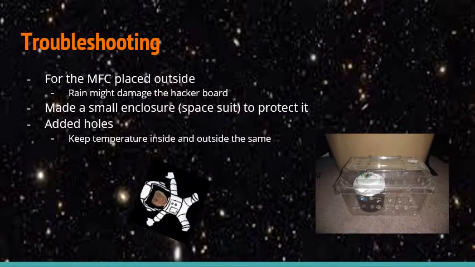During this challenge, I had some difficulties with the MFC placed outside. On days when it rained, I was afraid the raindrops might damage the hacker board. To fix this, I created a small enclosure to protect it. This would be like a spacesuit for an astronaut when they are out in space. As you can see in the picture, I added holes to the enclosure to keep the temperature inside and outside of the enclosure the same.